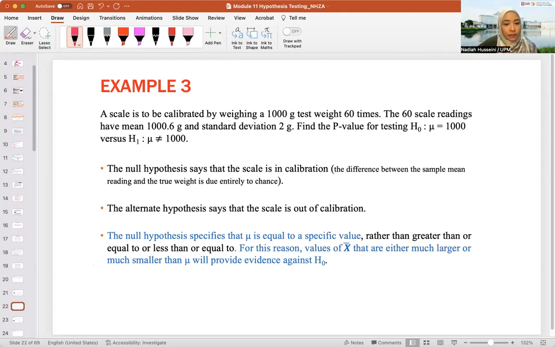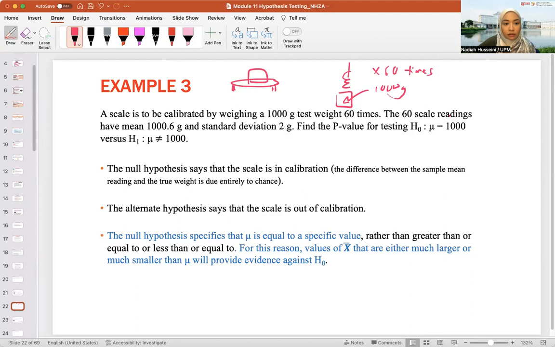A scale is to be calibrated by weighing a 1,000 gram test weight 60 times. So you have a scale. Maybe this is not the weighing scale that we typically see. We have several scale types, right? So if we were talking about this type of scale, I'm going to put a block, which is a 1,000 gram true weight. Doesn't really matter which scale we're using. And then we are doing this 60 times, very tiring, but it is necessary to collect our data.